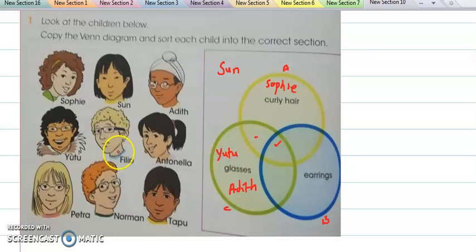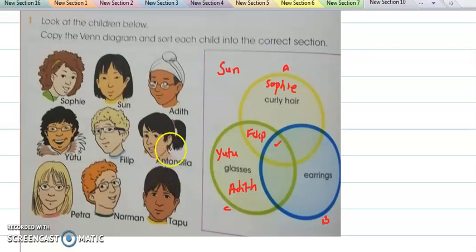Next, Philip. Philip is wearing glasses and also having curly hair. So I will write the name of Philip here, because he has both properties, wearing glasses and having curly hair as well.